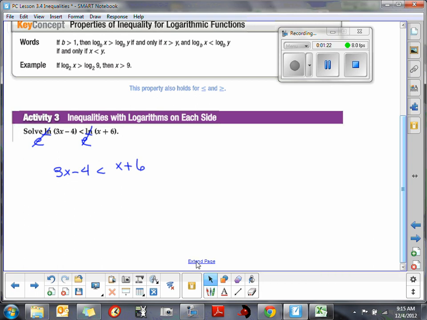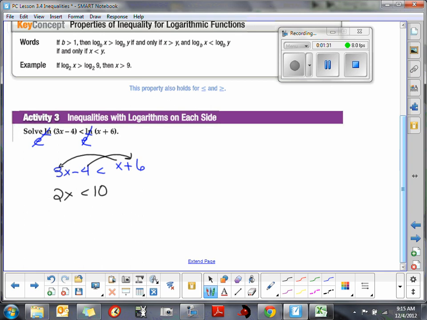To solve this, we're going to subtract x from 3x and get 2x. We're going to add 4 to the 6, and that means 2x has to be less than 10, which means x has to be less than 5. Now this is the beginning stages of this problem. We know that in our solution set, we want to find values of x that are less than 5. So I'm going to put an open circle there, and we want to be smaller than that.